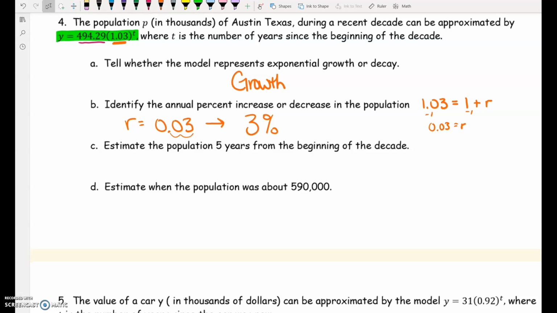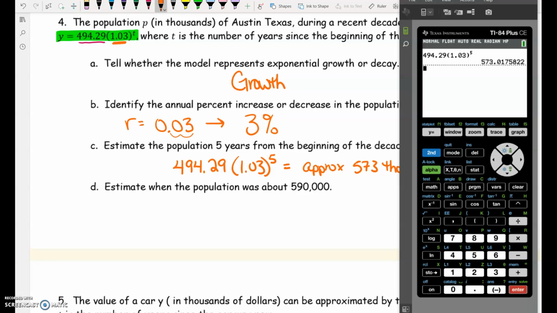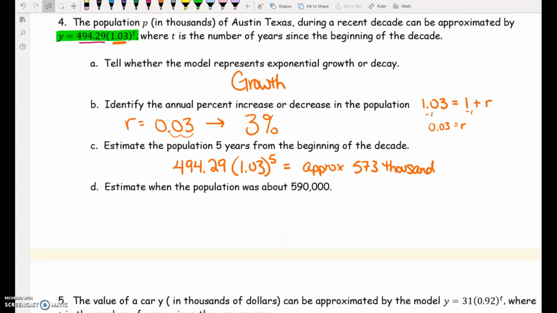Estimate the population 5 years from the beginning of the decade. They just want us to plug in 5. So grab your calculator, plug that in, and we'll see what we get. We plugged that into our calculator. We got 573.02, so approximately 573,000.